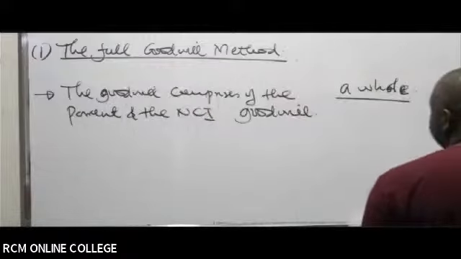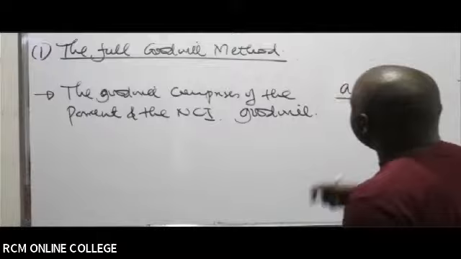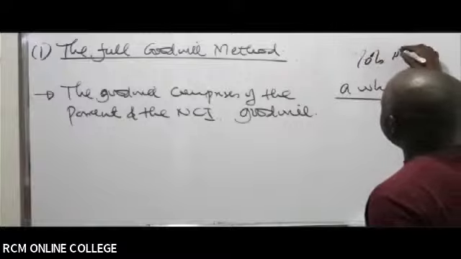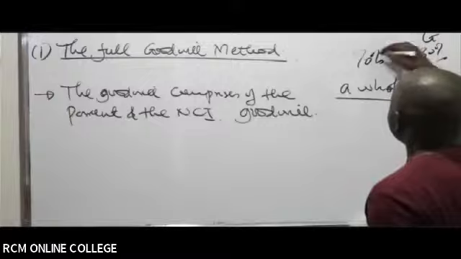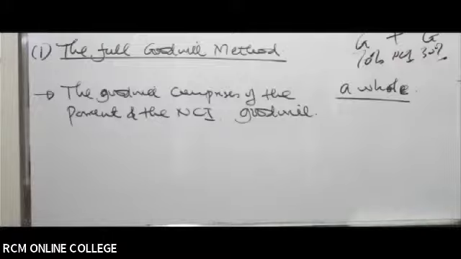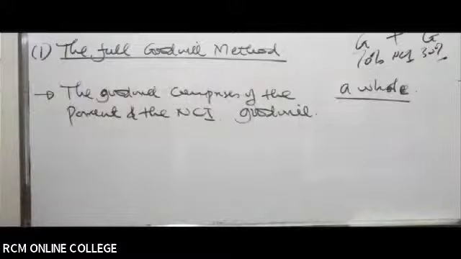You consider the goodwill of the parent company itself as the controlling interest, and also the goodwill of the other parties who are the minority. If the parent company has acquired 70%, it means NCI is 30%. So you are taking the goodwill of this and the goodwill of this, and combining. It is known as the full goodwill method.